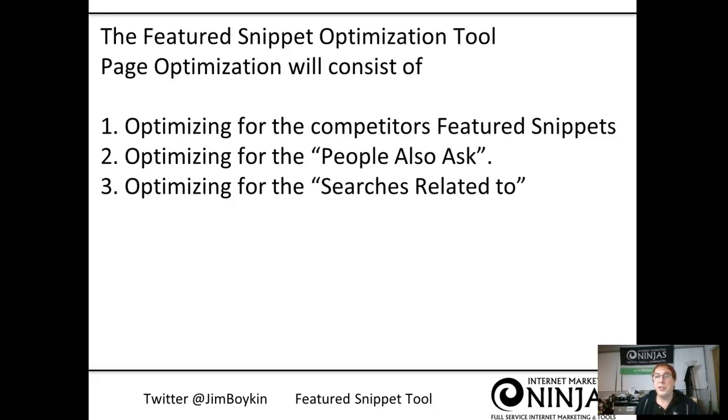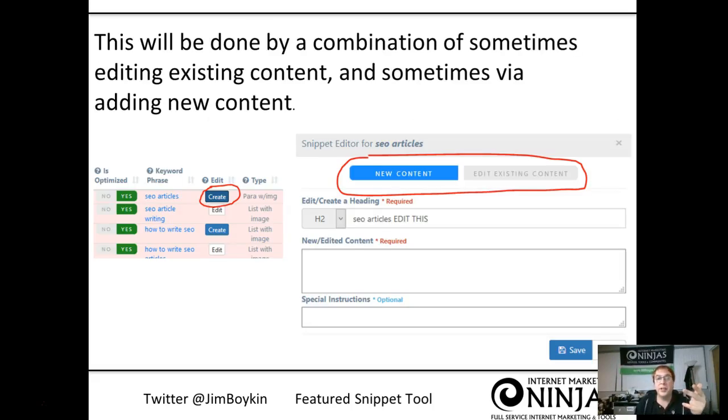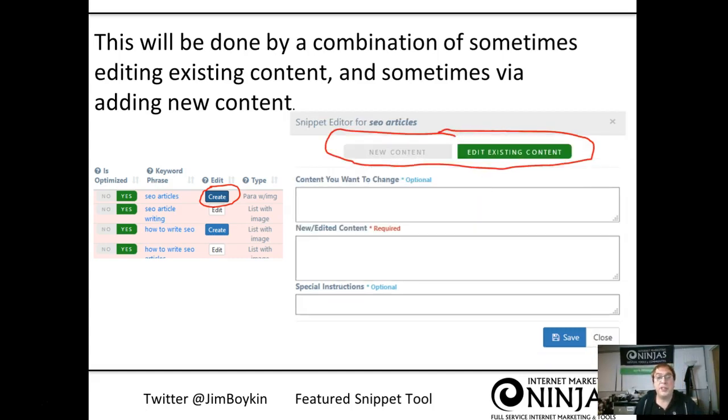So the Featured Snippet Optimization Tool consists of optimizing for the competitors' featured snippets, optimizing for the people also ask, and optimizing for the searches related to. And again, there's the new content or the existing content. When you click on the create, you're either going to decide, hey, do I need to create something new, or do I need to edit something existing for that particular phrase?